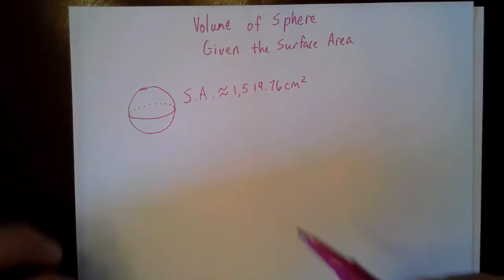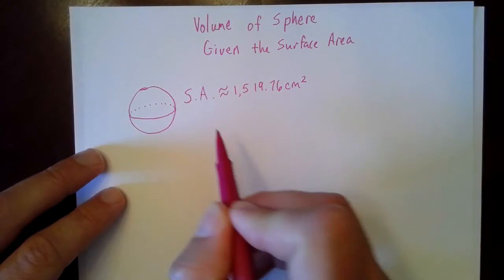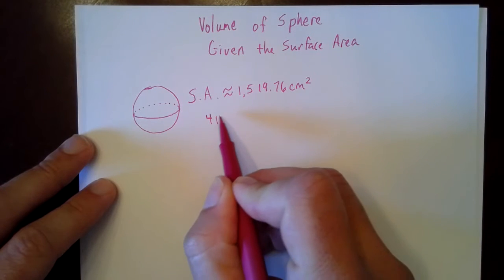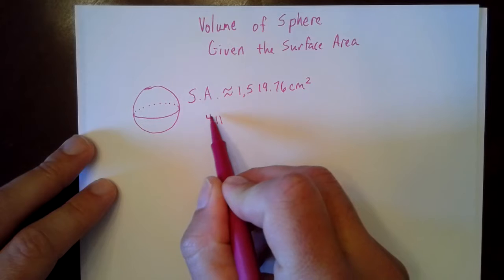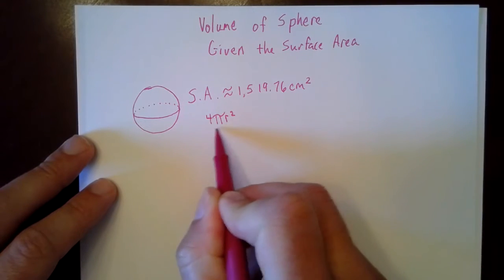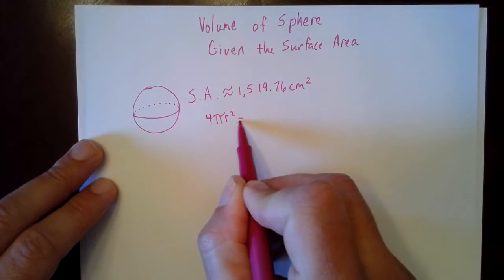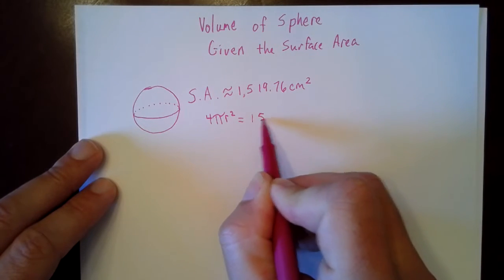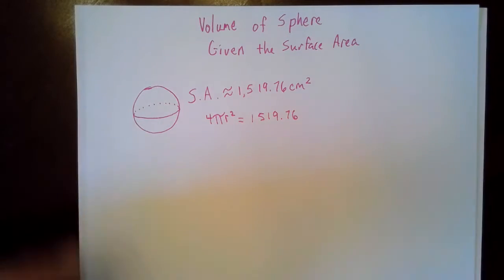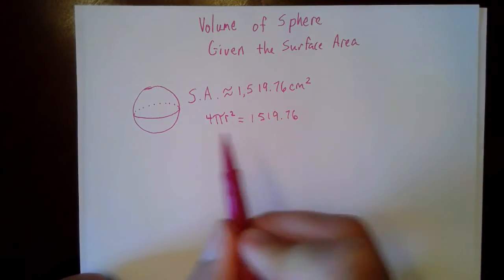So what we have to start out by doing is figuring out, well, the surface area is this. How do you find the surface area of a sphere? The surface area of a sphere, recall, is going to be 4 pi r squared. That's the formula for it. So if we know that the formula for this equals 1,519.76, now I can go back and I can isolate the one variable I need.